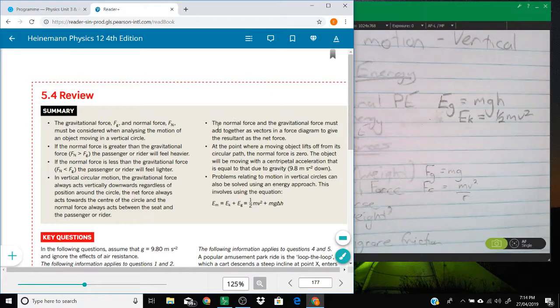To be clear, all right. Normal force and the gravitational force must be added together as vectors in a force diagram to give the resultant net force. And notice these are always one-dimensional vector diagrams. So you just have to consider up and down. Thereby, if you have both, consider up being positive, down being negative. All right. At the point the object lifts off from its circular path, the normal force is 0. The object will be moving where centrifugal acceleration is equal to that of gravity. All right, and we've got energy arguments there that I've gone through.